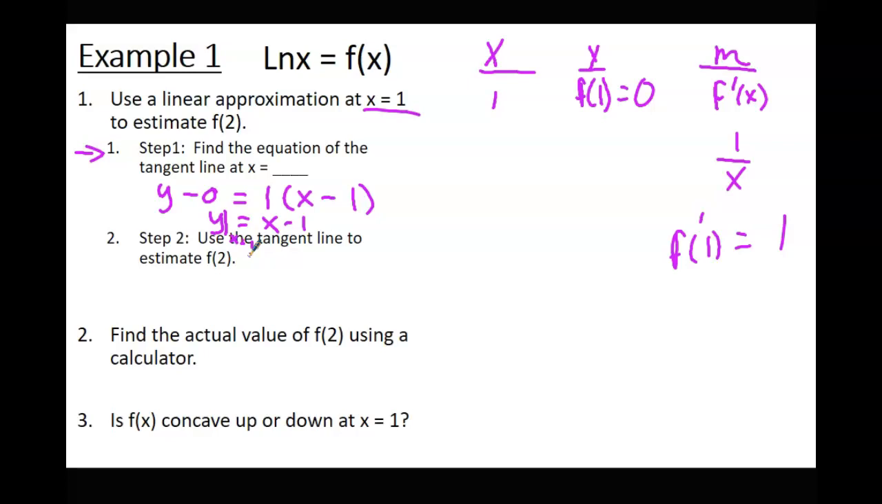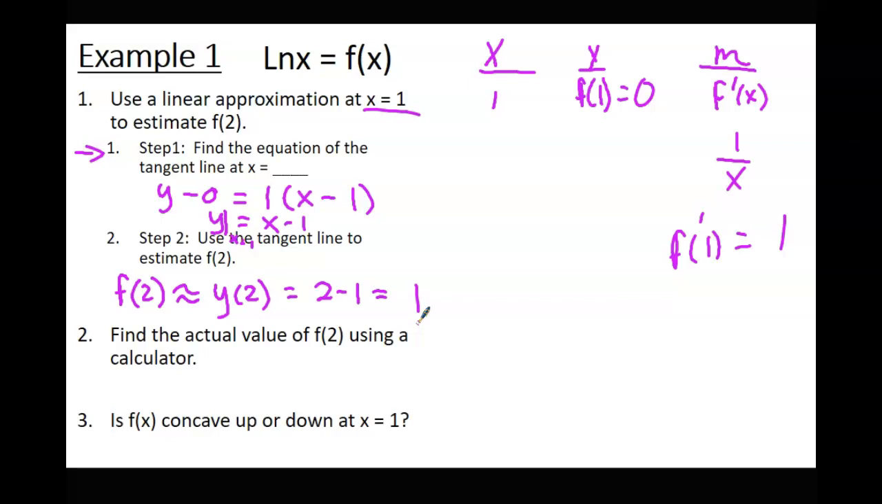So let's do it. Use your tangent line to estimate f of 2. So here's how I'm going to write this. f of 2 is approximately going to give us the same thing as y of 2, my tangent line, which is 2 minus 1. So f of 2 is going to be approximately the same thing that my tangent line would give me at 2, which is 1.